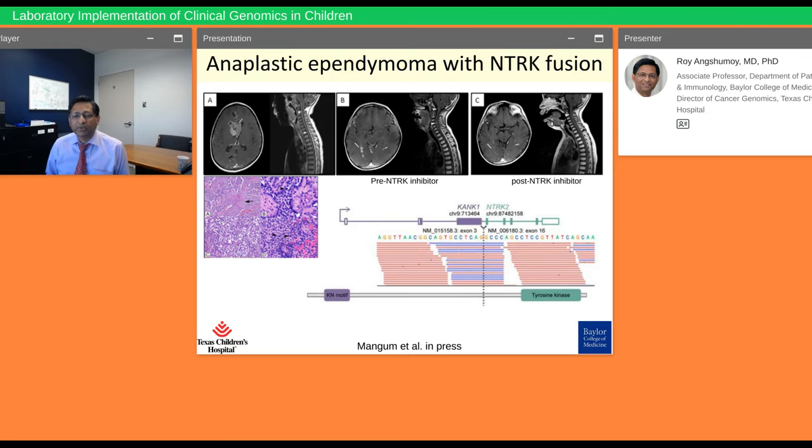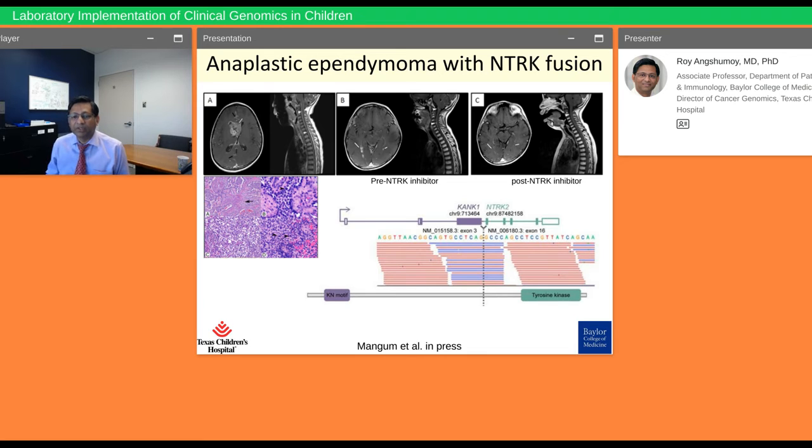So the first example of this is an anaplastic ependymoma, which is a fairly well-known tumor type in children, and has been studied in different cancer genome catalog studies. Ependymomas usually have a particular type of fusion, C11orf95 with RELA. However, in literally hundreds of ependymomas that have been studied, the presence of NTRK fusion has not been described.